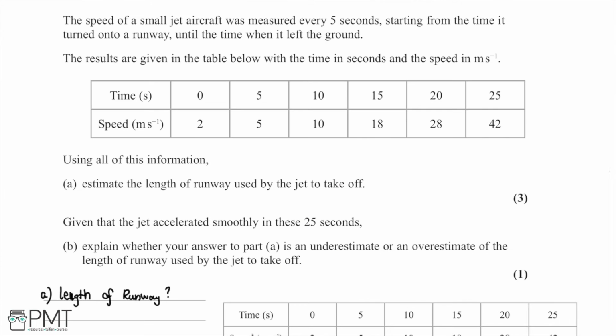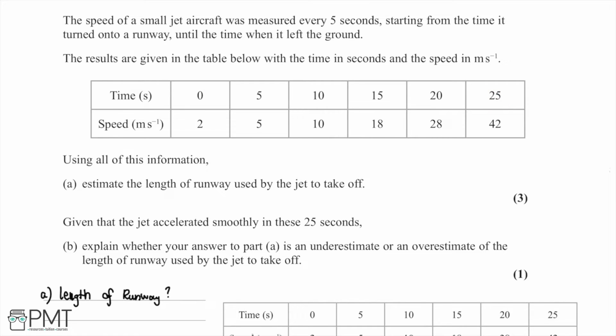So in this question, we're told that the speed of a small jet aircraft was measured every 5 seconds, starting from the time it turned onto a runway until the time when it left the ground. And here we're given a table which shows the results. We have the time and the corresponding speed, all the way from time t equals 0 to time t equals 25.